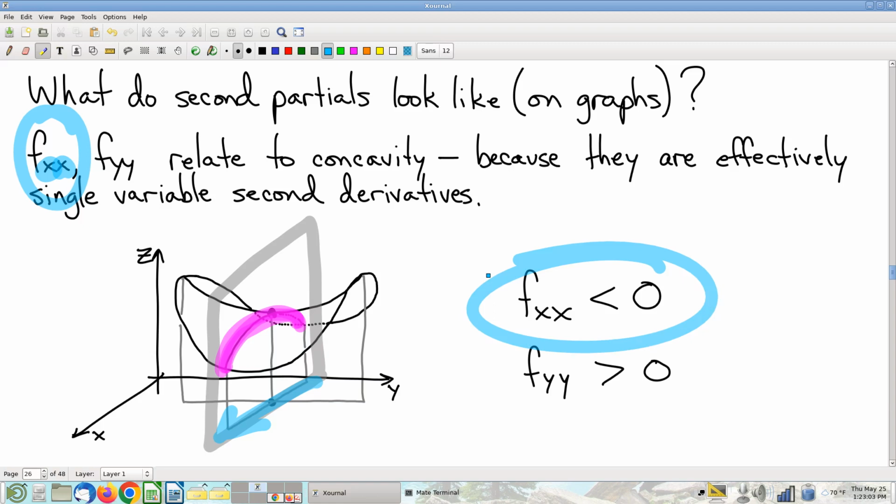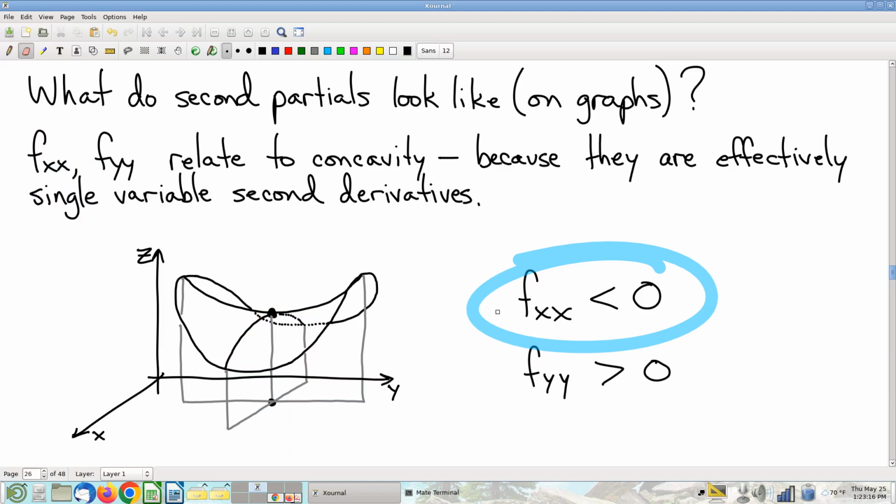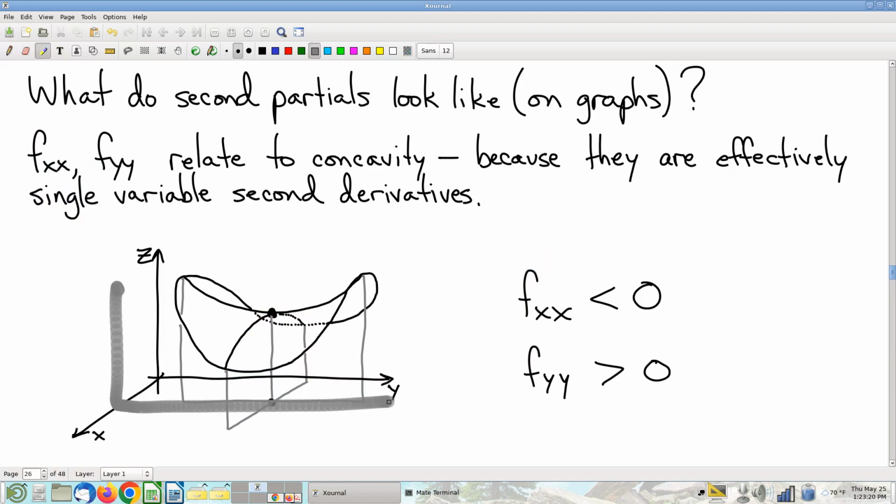Per this picture anyway, it's exactly what you think. Concave down means negative, and concave up means positive. And then likewise, if you're talking about the y direction, then you're just setting x equal to a constant. You're looking at the cross-section in the x direction. Sorry, I guess you'd say cross-section in the y direction, because x is constant.